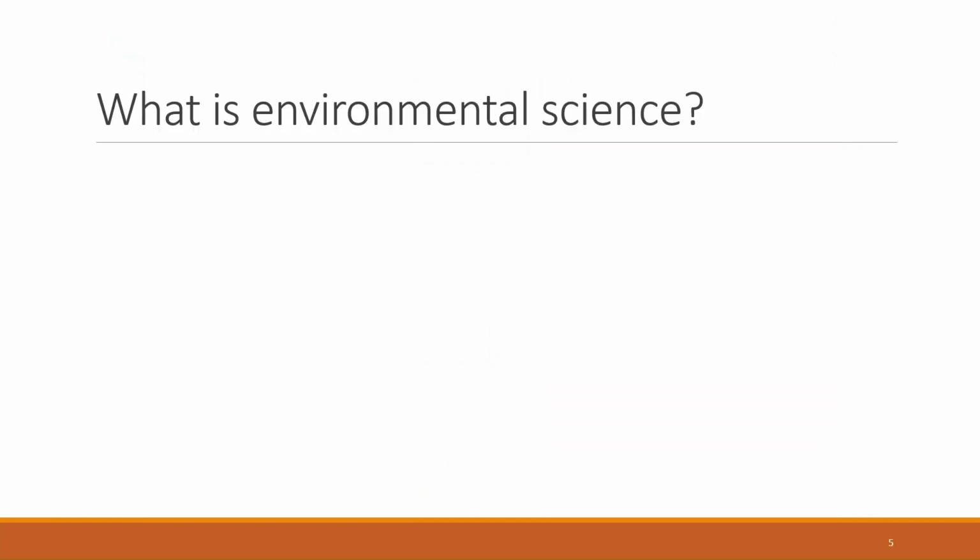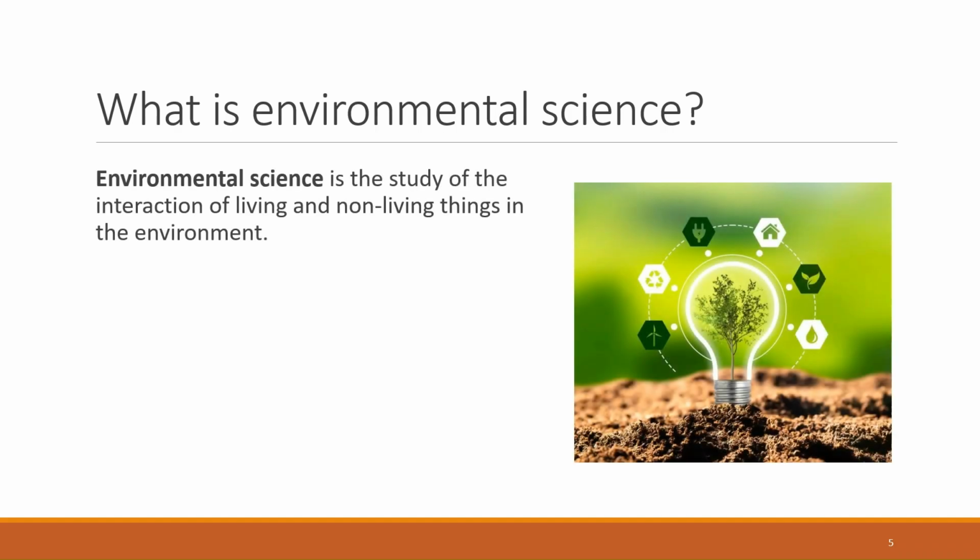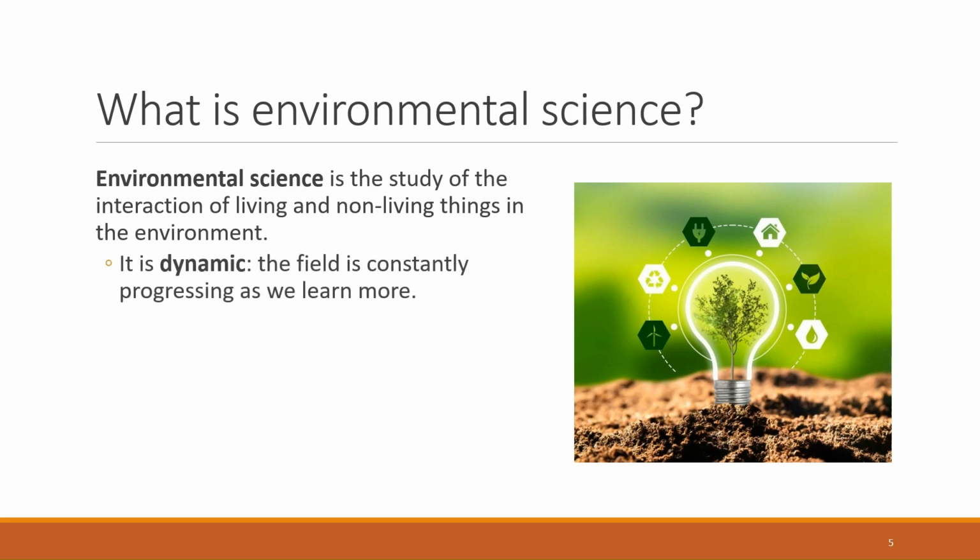So let's go ahead and dive in and talk about what environmental science is. We'll begin with that fundamental question of what this course covers. So, what is environmental science? Environmental science is the study of the interactions between living and non-living things in the environment. It examines the processes, cycles, and patterns that occur in nature involving both the biotic, or living, and abiotic, or non-living, elements. This field is dynamic because our understanding of these processes is continually evolving, leading to constant advancements in the discipline.